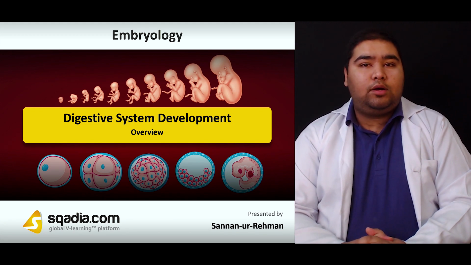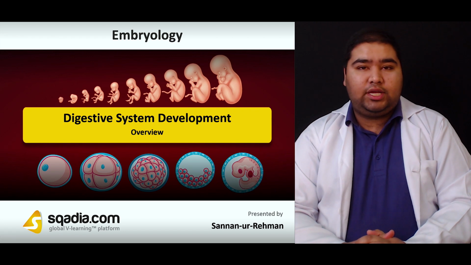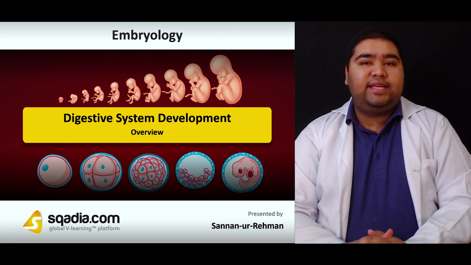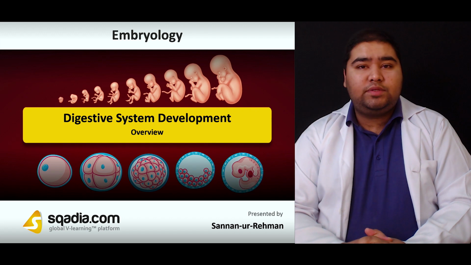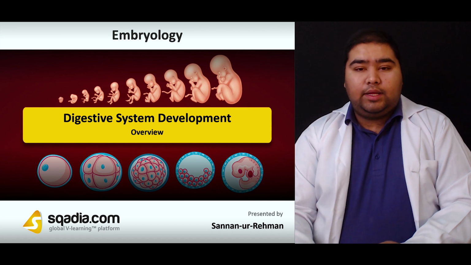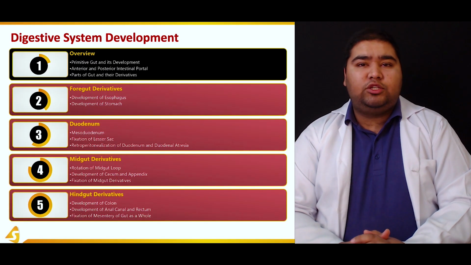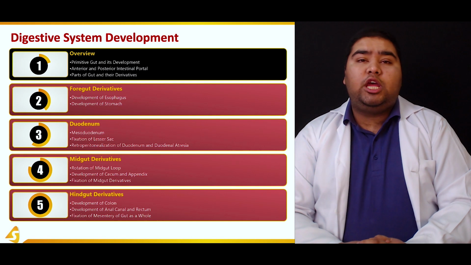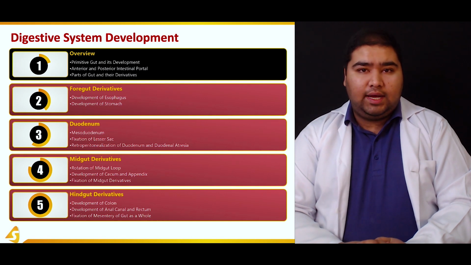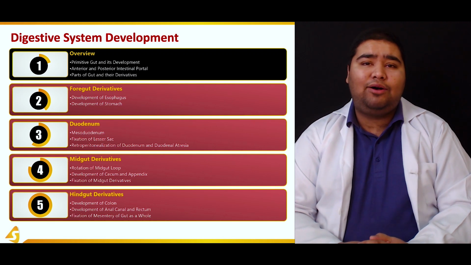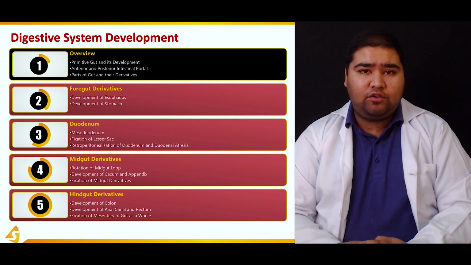That's because we are at the overview of this lecture in which we'll be talking about the digestive system and how it develops from the digestive primordium and forms the adult digestive system. This section has been divided into three subsections in which we'll talk about the primitive gut, how the primitive gut is formed from a yolk sac and how various derivatives are derived from it.